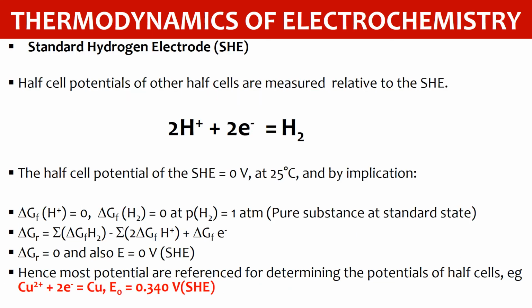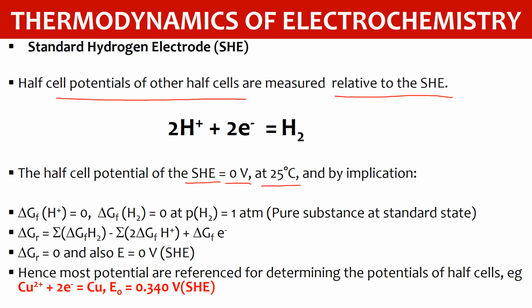Right. So we've been talking about the standard hydrogen electrode potential for quite some time. What is this hydrogen potential? What is this standard? So we say that half cell potentials of other cells are measured relative to that of the standard hydrogen electrode. Okay. So this standard hydrogen electrode has a potential of 0 at 25 degrees Celsius.